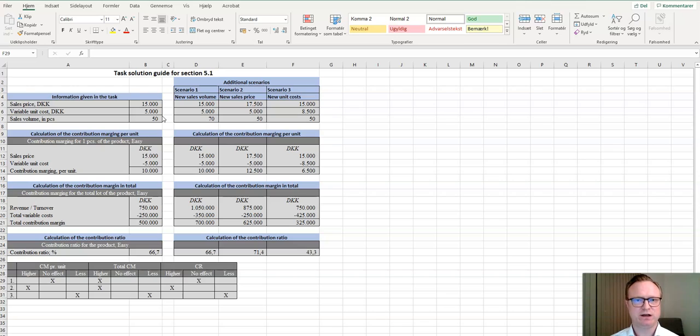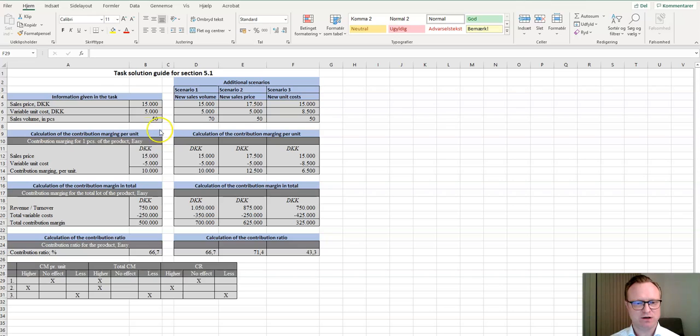Please note that it is not always the case that the task gives you a total number for the variable unit cost. In some of the tasks, you're given different information about the variable unit costs, and you need to calculate the total variable unit cost before you can move on. So if there's not a total number, please make a calculation of the total unit cost before you move on with the task. Good. We have the information.